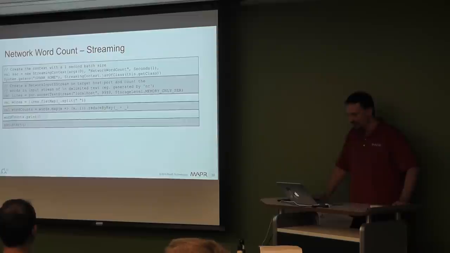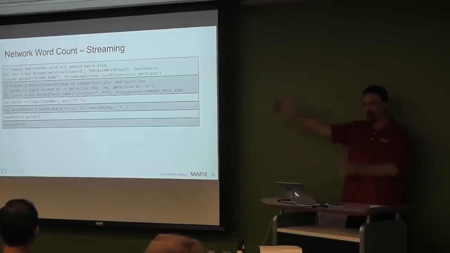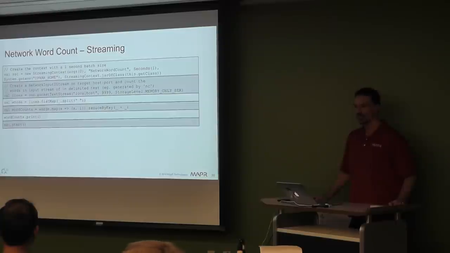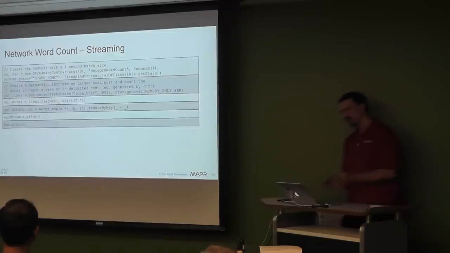So this is one of the examples that actually comes stock with Spark. This code is part of the distribution. It's for doing a network word count, so streaming. You want the data streaming into your context, and it's going to count it. So again, it's another example of how simple it really is to utilize these libraries that are provided here.